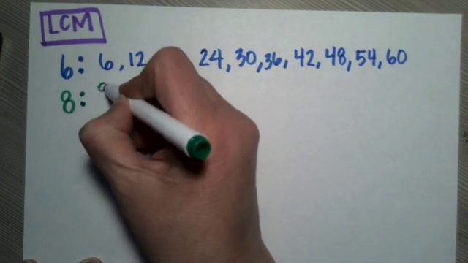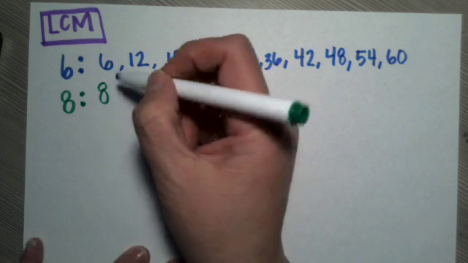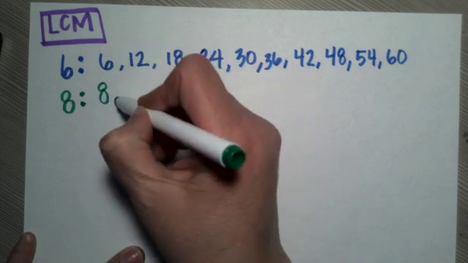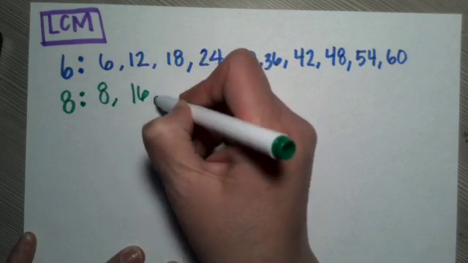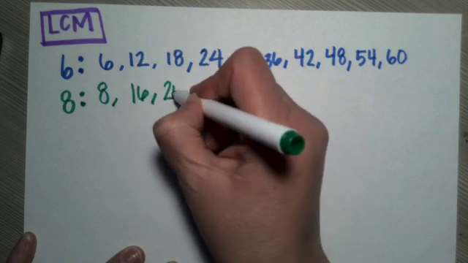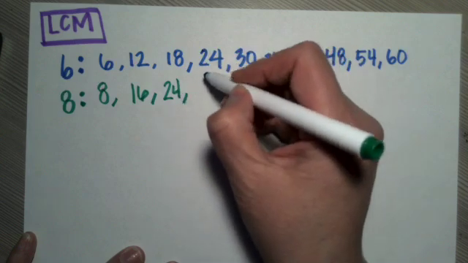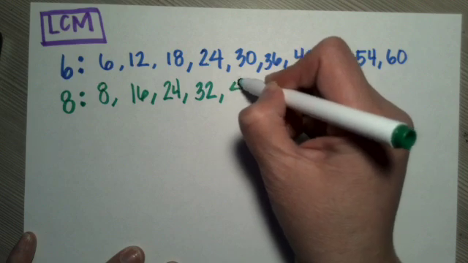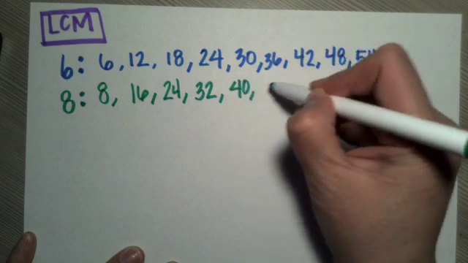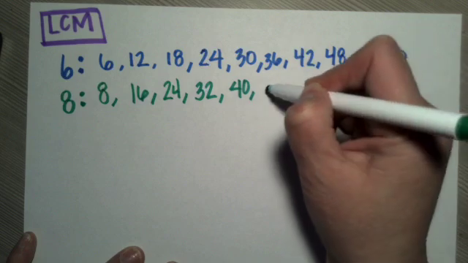Okay, so we're going to say 8 times 1 is 8. See how the 1 and the 1, 6 times 1 is lined up with 8 times 1. 8 times 2 is 16. 8 times 3 is 24. 8 times 4 is 32. 8 times 5 is 40. 8 times 6 is 48.